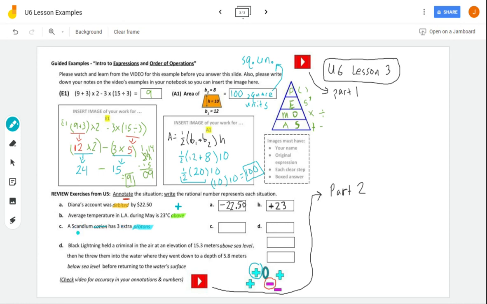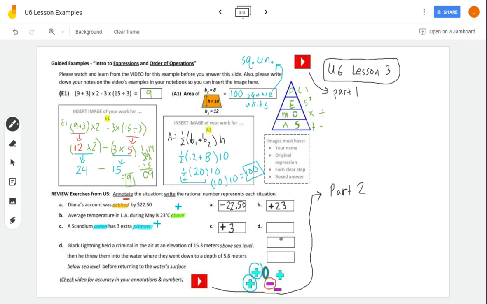Scandium, we don't know enough context to know if it's telling us enough information, but cation and protons both are connected to positive. Protons are positively charged parts of a molecule, and so whenever you see the word proton and you have more protons than something else, then that's positive. So for part C, it's positive 3. Okay, so there is our integer for part C.